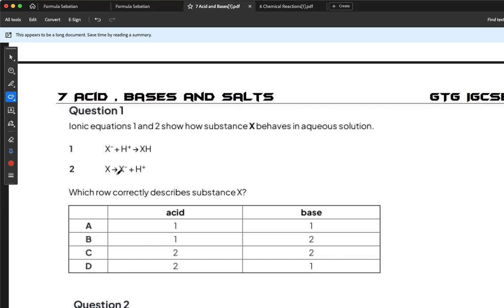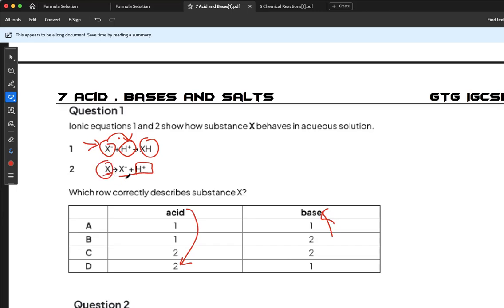You see, for this one, right? This thing dissociates the H plus ions, right? So first and foremost, I know that it's definitely going to be an acid already. But then I look at it here right now, this is going to be the acid ion. And then this thing combines with this thing to form this thing. That also means right now, this thing is acting as a base, right? You get what I mean?